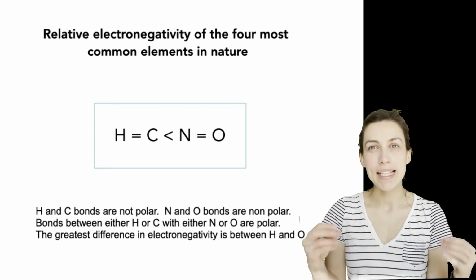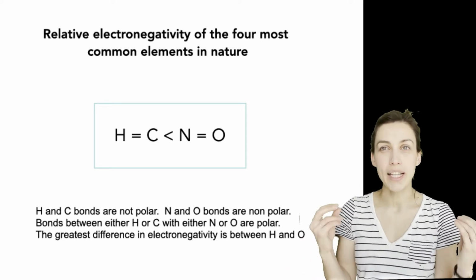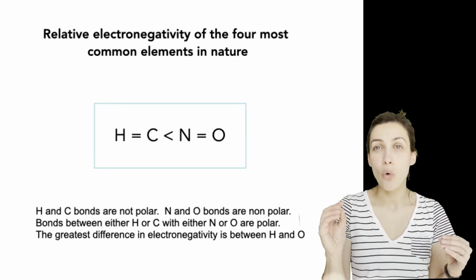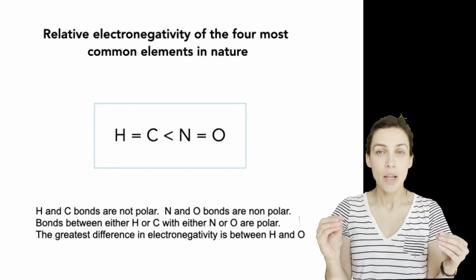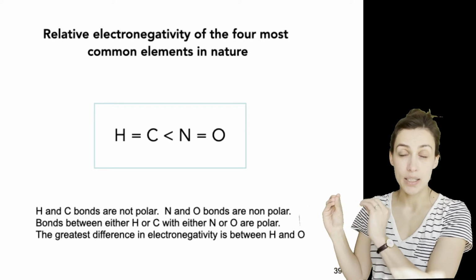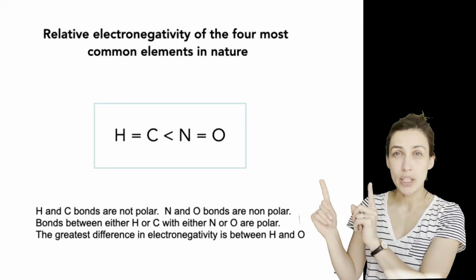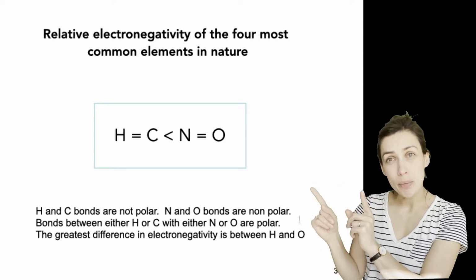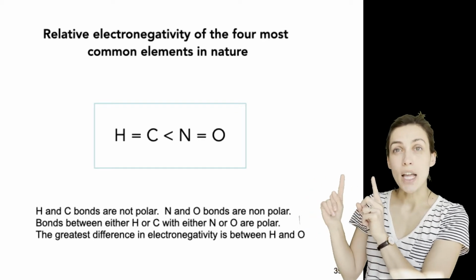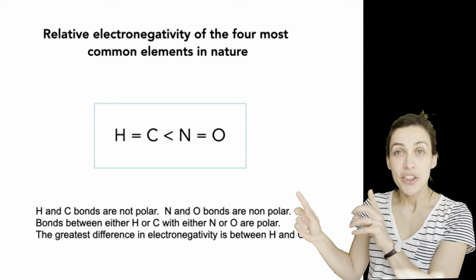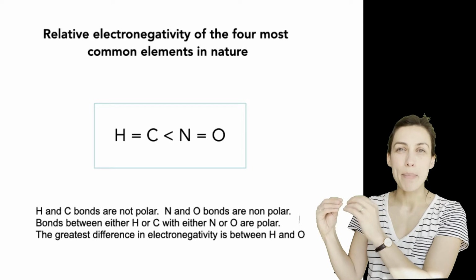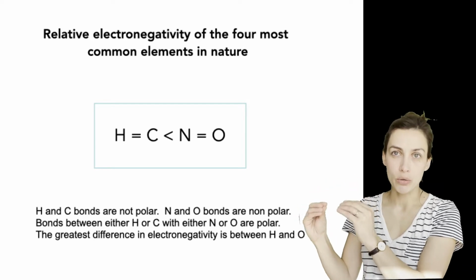You don't need to memorize the numbers that represent the strength of the electronegativity, but I do need you to know the relative strength of the four most common elements found in nature. So hydrogen and carbon both have about the same electronegativity. So anytime you have two hydrogens sharing electrons, two carbons, or hydrogen and a carbon, the covalent bond is nonpolar because the electrons that are being shared are shared evenly and spend their time in the middle between the two nuclei.